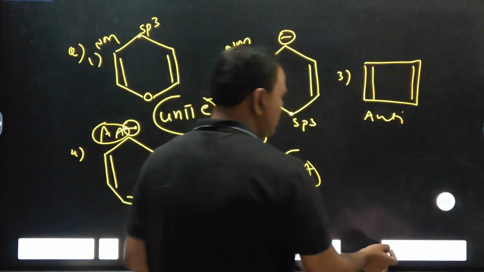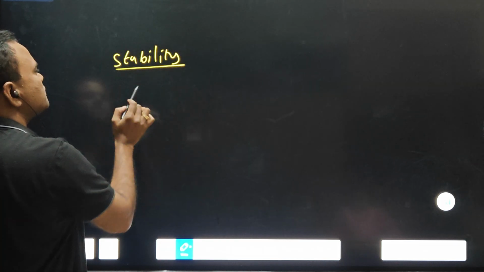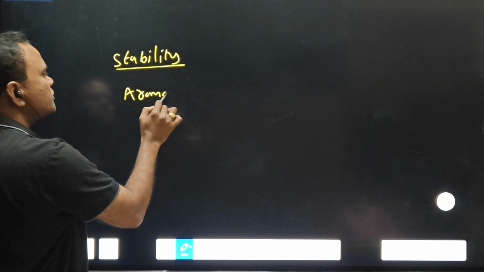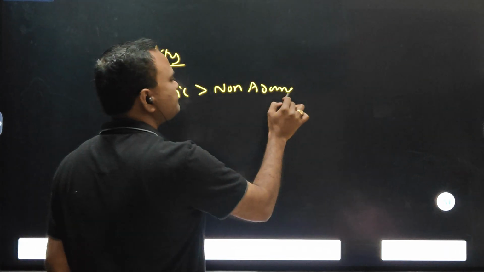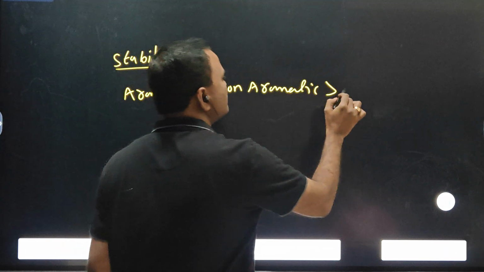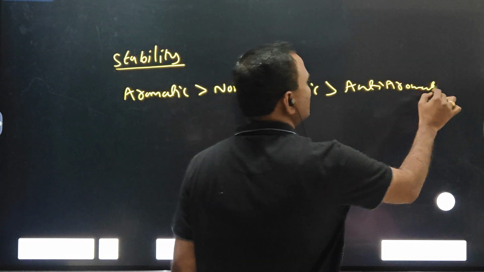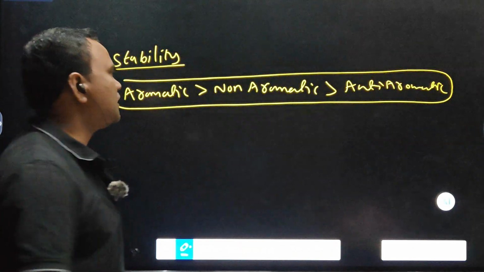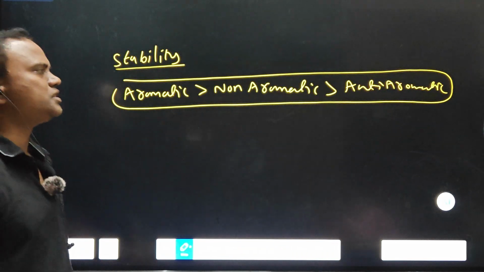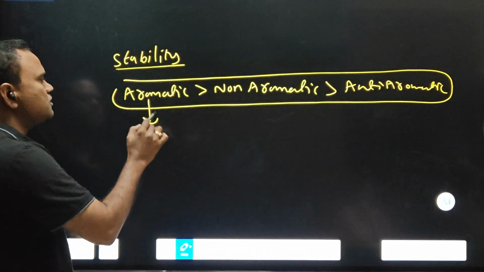Before going to applications, write the stability order. Which is the more stable compound, aromatic or anti-aromatic or non-aromatic? Sometimes you will get a question like this also. Aromatic compounds are more stable than non-aromatic. Non-aromatic compounds are more stable than anti-aromatic. Aromatic is more stable than non-aromatic. Which is least stable? Anti-aromatic is least stable.